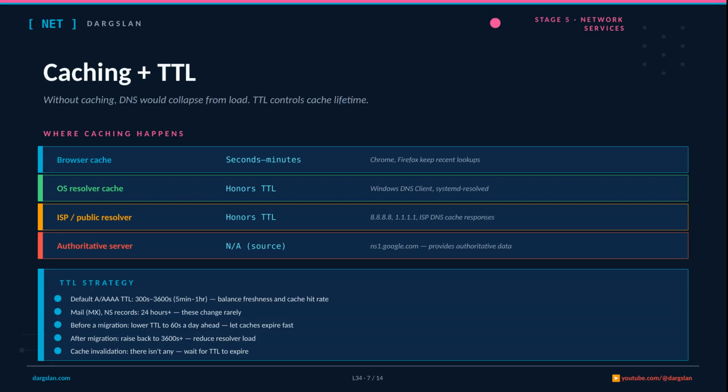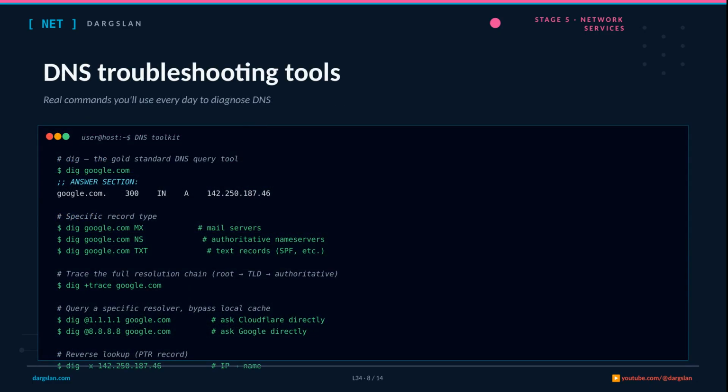A typical web record sits around 5 minutes to an hour, short enough to stay fresh, long enough to spare the resolvers. And here's the catch. There's no real cache invalidation in DNS. Before a migration, you lower your TTL to 60 seconds a day ahead, let the world's caches drain, then raise it back afterward. With that mental model in place, let's get our hands dirty.